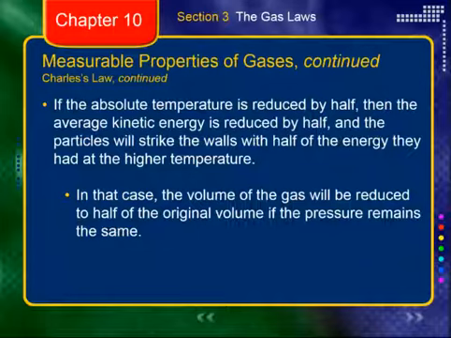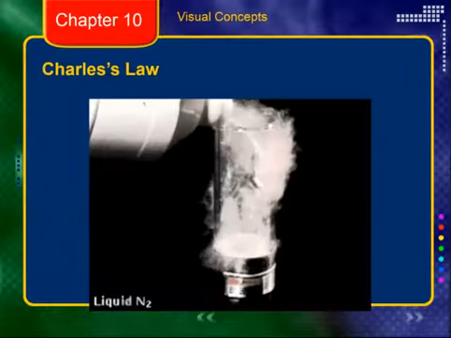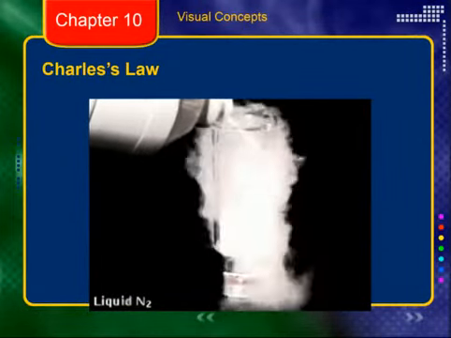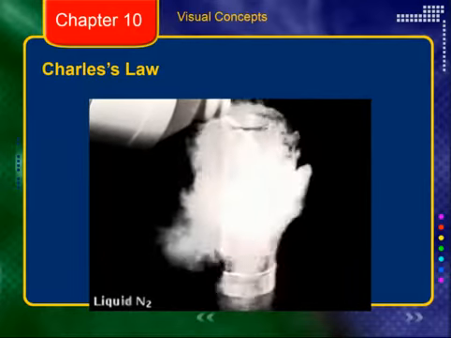So if the kinetic energy is reduced by half, the particles will strike the walls of that container with half the energy that they did at that higher temperature. Now in that case, the volume of the gas would be reduced by half compared to the original volume, again, as long as the pressure is remaining the same. Charles's law states that the volume of a fixed mass of gas at constant pressure varies directly with Kelvin temperature.